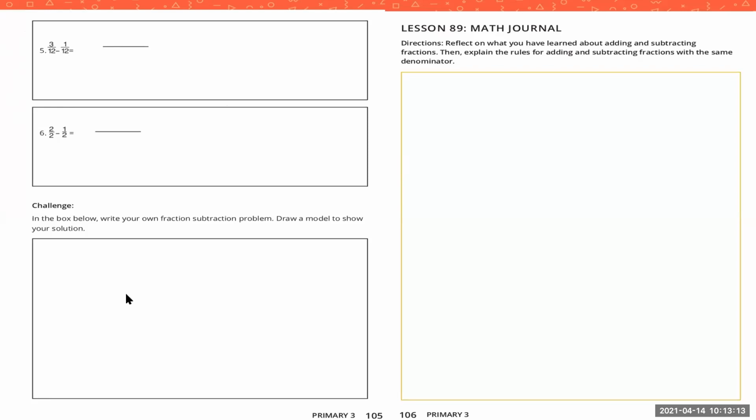So I have here 12 as a denominator. So I will put 12 as it is. And I will subtract only numerators. I will subtract 3 minus 1. 3 minus 1 equals 2. Okay? Here, number 6, I have 2 as denominator. So I will put it as it is. 2 minus 1 equals 1. So it will be 1 over 2.